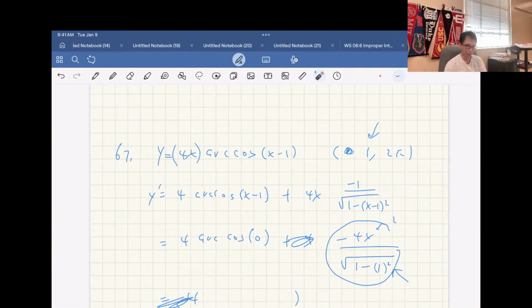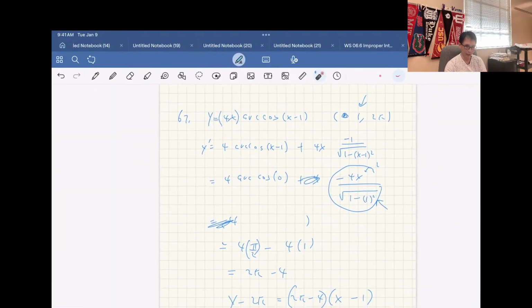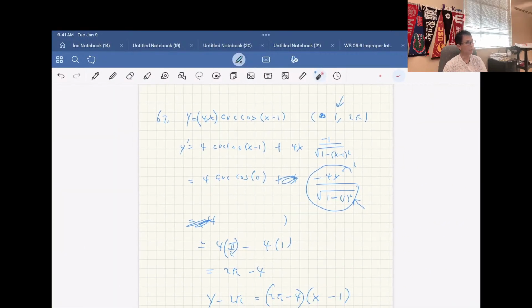This is another question that somebody did. 67. So if you have a problem with 67, product rule. Now this time it's product rule.